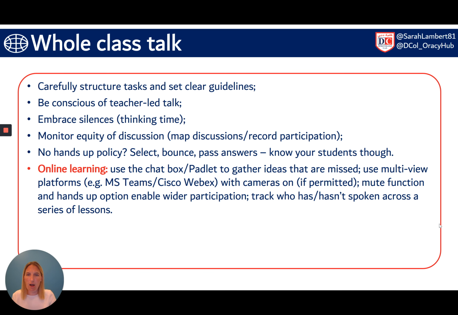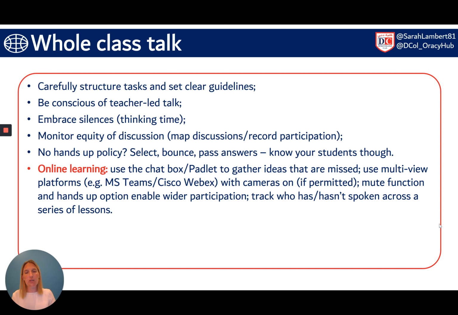Okay, so online, I think the best way to have whole class discussions, and I'm doing it with 20 students in Key Stage 3, is to use the chat box in whichever platform you're using. I like Padlet as well for gathering ideas before and or after, during discussions.